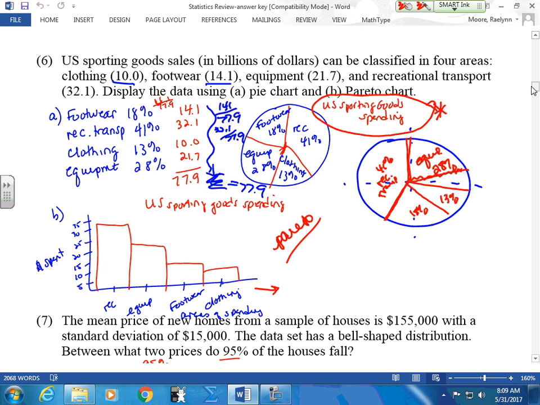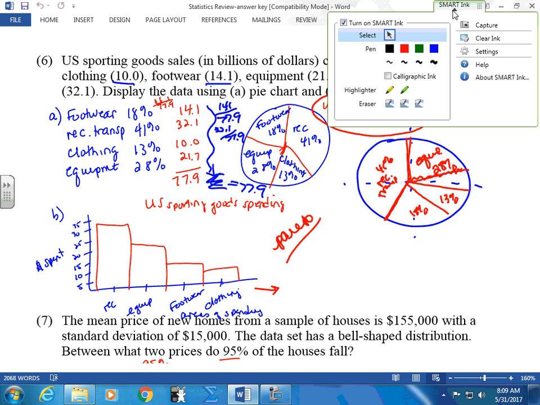A Pareto is nice because when you look at it, I say, okay, where am I spending my money? This is my highest expense. This is my next highest. This is my least highest. So maybe I want to address, why am I spending so much here and not so much here? I could see it in order. Good? No questions?